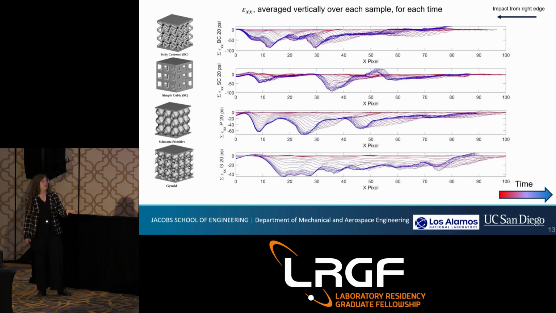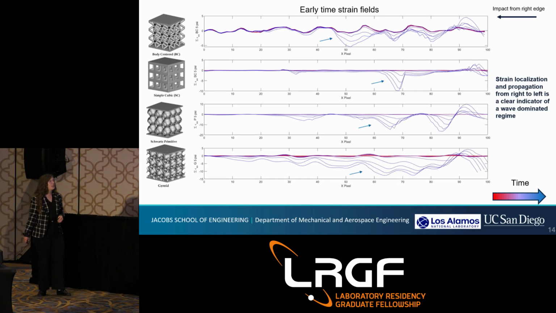And so you can see the impacts coming from the right edge, that you get different spikes, different peaks of localization, depending on which geometry you're in. For example, this bottom gyroid lattice here was the most dense of all of them, and you could see it also has deformation that is more distributed out across the sample and fewer peaks than the others.